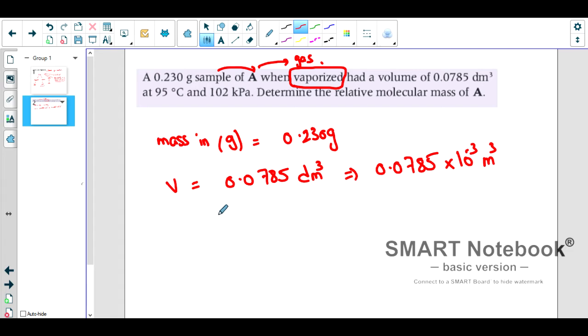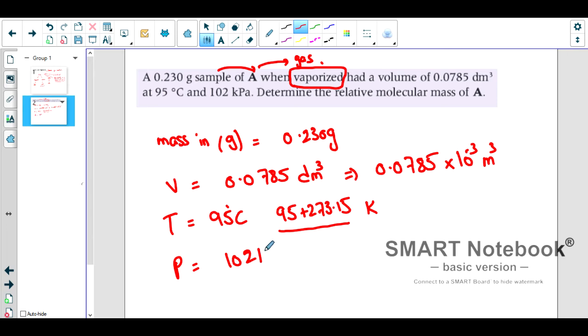Okay, temperature is 95 degrees centigrade. We need it in Kelvin. You know that centigrade can be converted into Kelvin by just adding 273.15 to it, right? So this will be the new value of temperature in Kelvin. And pressure we need in Pascal, we have it in kilopascal, so we just remove the prefix. It becomes 102 into 10 raised to power 3 Pascal.